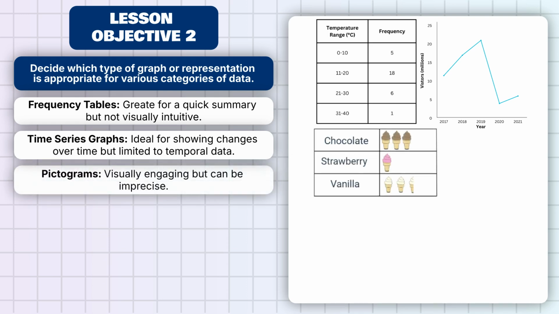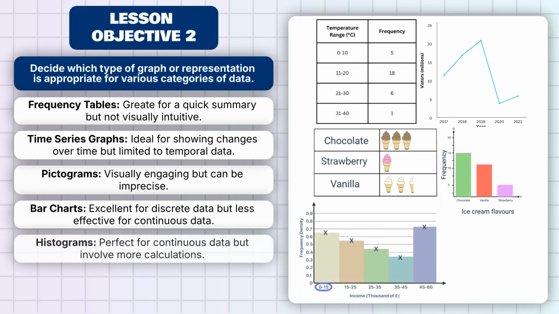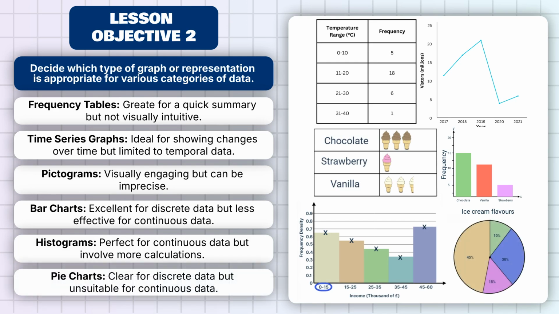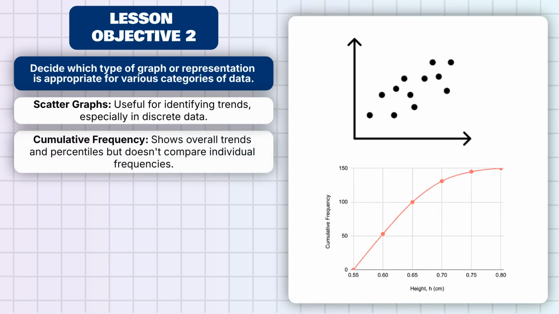Pictograms are visually engaging but can be imprecise. Bar charts are excellent for discrete data but less effective for continuous data. Histograms are perfect for continuous data but involve more calculations. Pie charts are clear for discrete data, but they are unsuitable for continuous data. Scatter graphs are useful for identifying trends, especially in discrete data. And finally, cumulative frequency diagrams show overall trends and percentiles, but they don't compare individual frequencies.